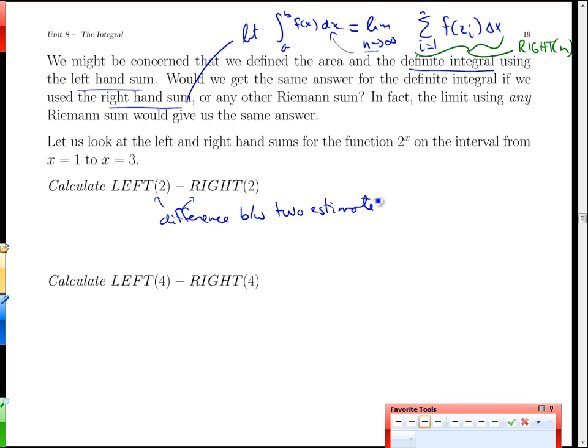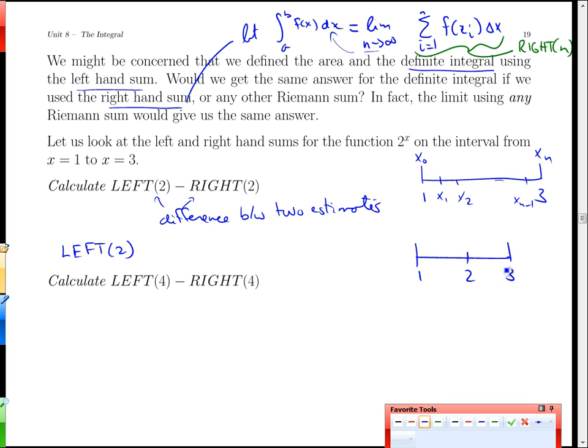All right, and this helps if we do a little sketch. So we're going to go from 1 to 3, and that's going to be x0 and x1 and x2 and so on, all the way up to xn. xn minus 1 is the last one. That's how we're going to build these things. So the left calculation with 2, well, let's just do that out. We would have 1, 2, and 3.